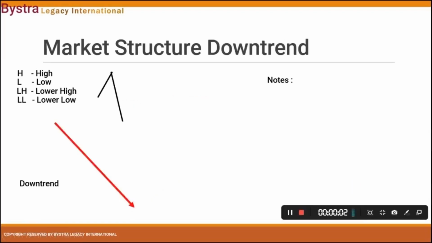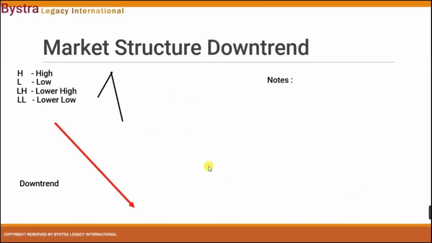Now let's look at the market structure for downtrend. Same as the uptrend, you need to identify and know the high, the lower high, and the lower low. So for downtrend, price will move in a downtrend motion, where price will create the high, low, price pulls back, creates the lower high, and breaks the previous low. This will be marked as your new lower low.